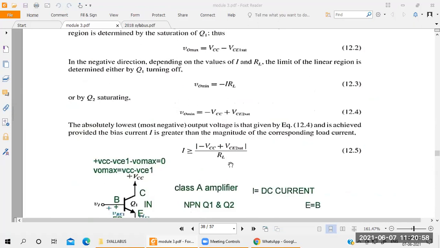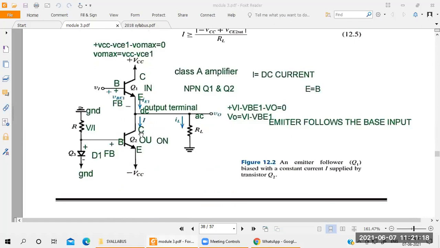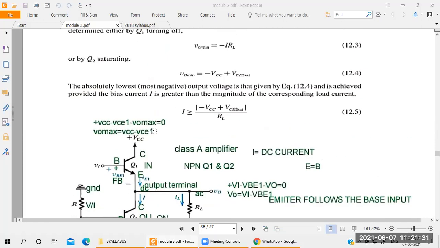After that, we want to find the bias current. The bias current should be greater than the load current here. So take the current equation for the Q2 transistor. This is the biasing current. Q2 is the driver transistor, and it drives the Q1 transistor. The output of Q2 is the biasing current, capital I, so you can write the capital I equation according to Ohm's law.